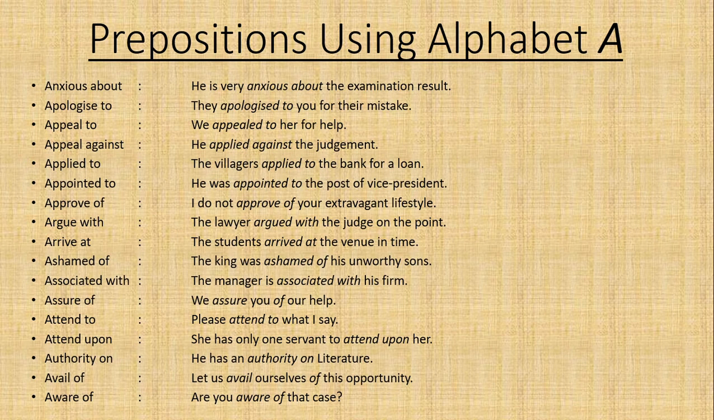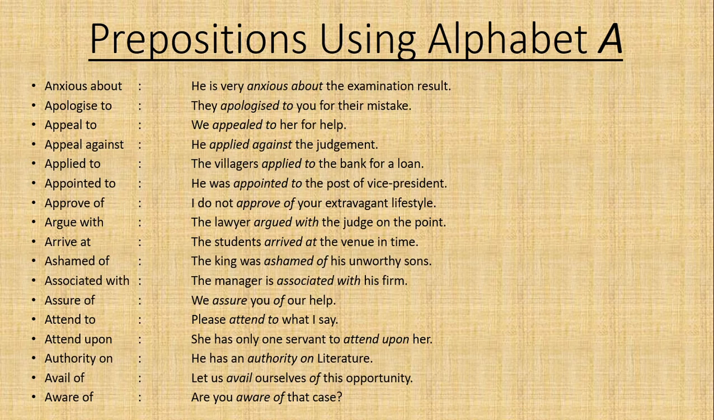Appeal against. He appealed against the judgment. So there's a relation between he and judgment, and the preposition is appealed against. Applied to. The villagers applied to the bank for a loan. So the preposition is applied to for the relation between villagers and bank. Alright. And then is appointed to. He was appointed to the post of vice president. So there's a relation between he and post. So the relationship binder is appointed to.